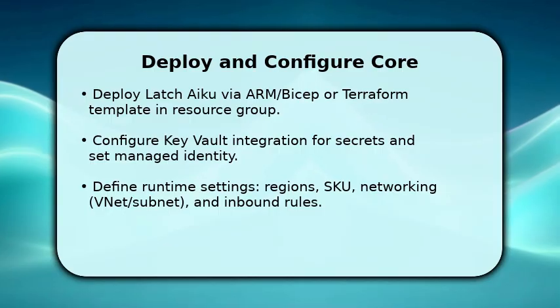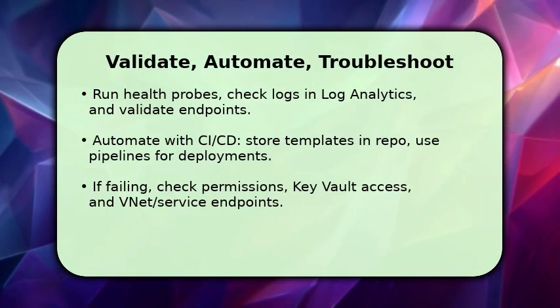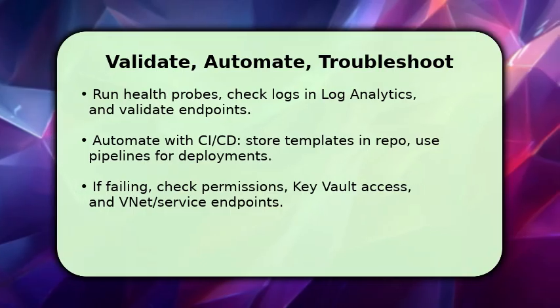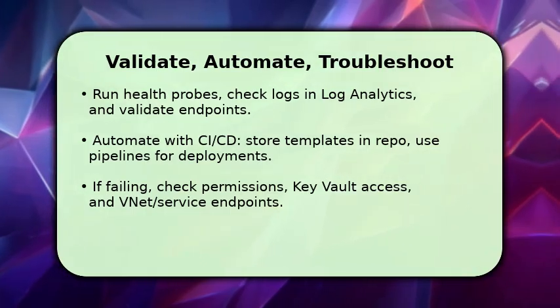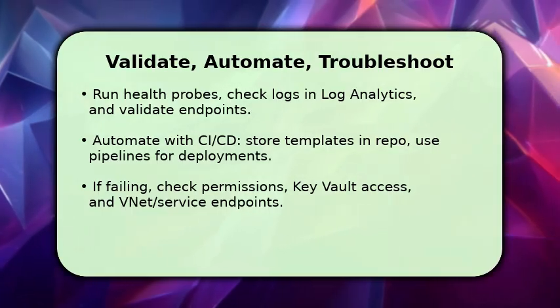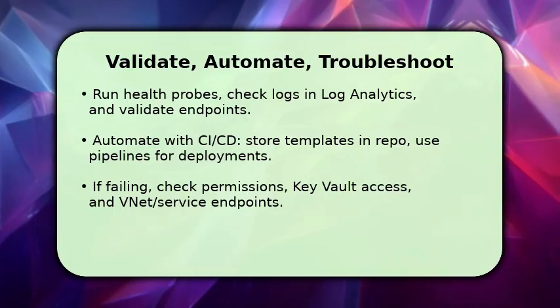After deployment, validate functionality by running health probes and hitting the API endpoints. Check log analytics and diagnostic settings for startup logs. Once validated, automate future deployments with CI/CD pipelines. Commit templates, run pipeline to deploy to staging, then promote to production.